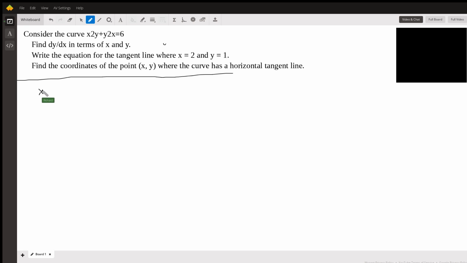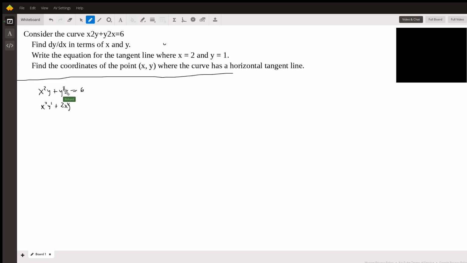Okay, so we have x squared y plus y squared x equals 6. And basically we want to find y prime, which is dy dx. So we're going to use the product rule here, first times the derivative of the second. So it'd be x squared y prime plus the second, which is y, times the derivative of the first. So it's going to be 2xy. Okay, so that's just product rule for the first term. First times the derivative of the second plus the second times the derivative of the first.